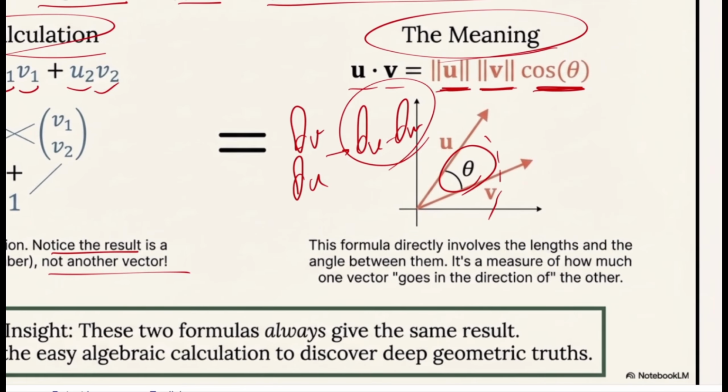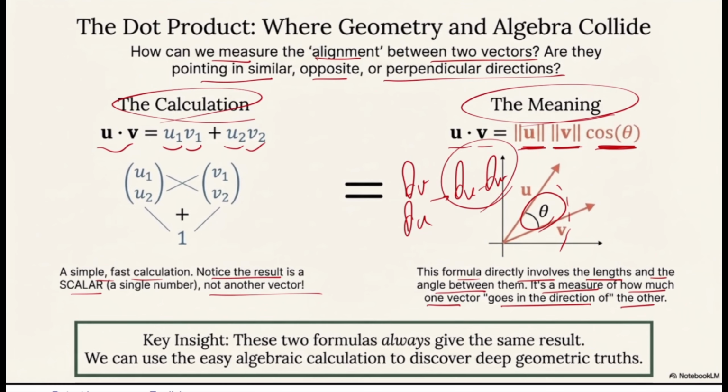On the other hand, we have another formula we just learned. This formula directly involves the length and the angle. The good thing is that right now we can find the angles, and talk about the angle between those vectors. It measures how much one vector goes in the direction of another one. We will talk about projection, a specific thing, in a future slide. That's why we care about that. So the key insight: these two formulas should always give the same result. If you find one of them is not the same as the other, you did something wrong. We can use it for easy algebraic calculation to discover the deep geometric truth.